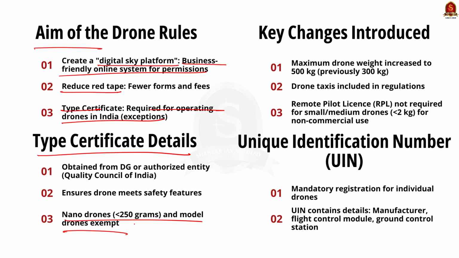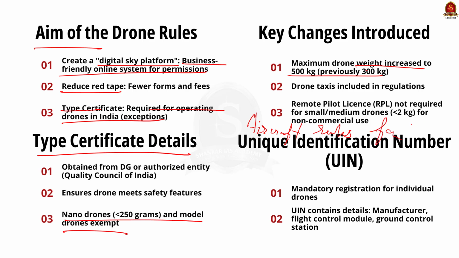Previously, only the drones up to 300 kg were covered under the rules, but the maximum weight for a drone has been extended up to 500 kg under the present rules. In case the weight of a drone is more than 500 kg, the provisions of Aircraft Rules 1937 shall apply instead of drone rules. The rules include regulation of drone taxis into the ambit of rules as well.